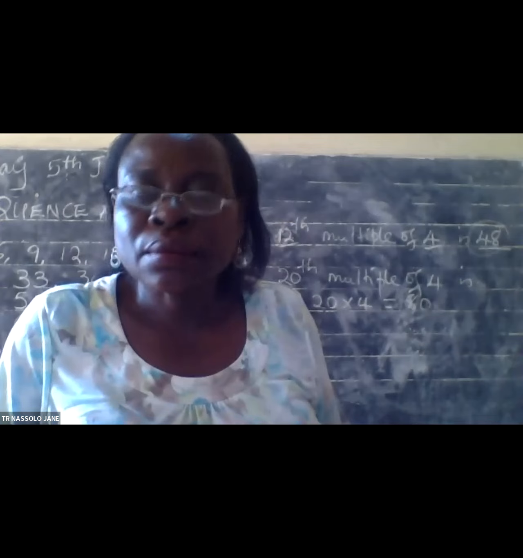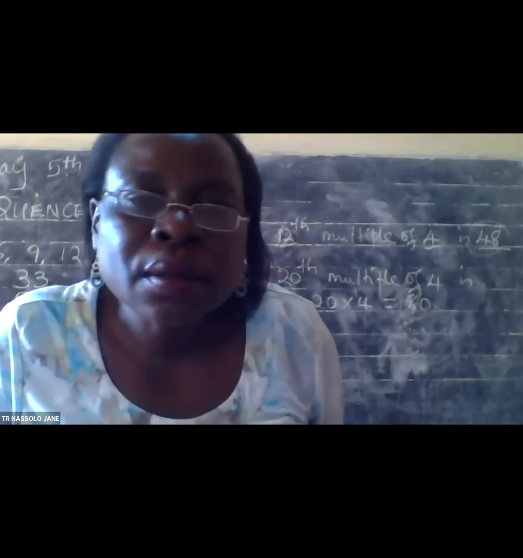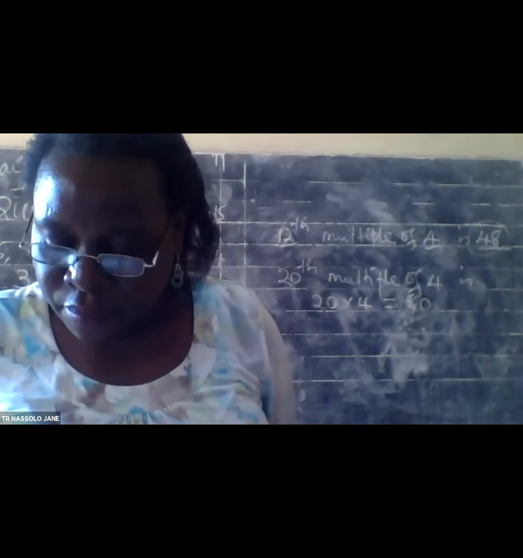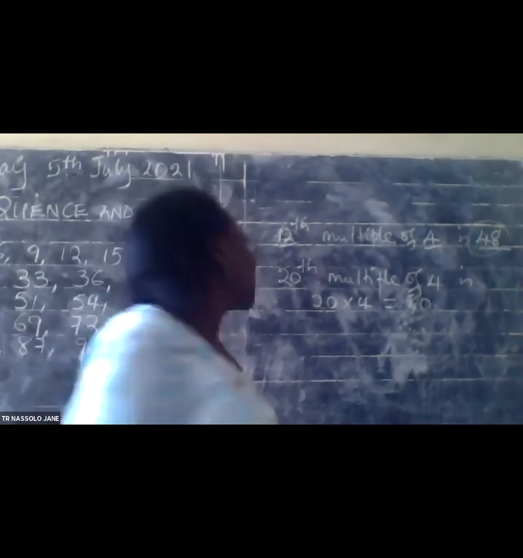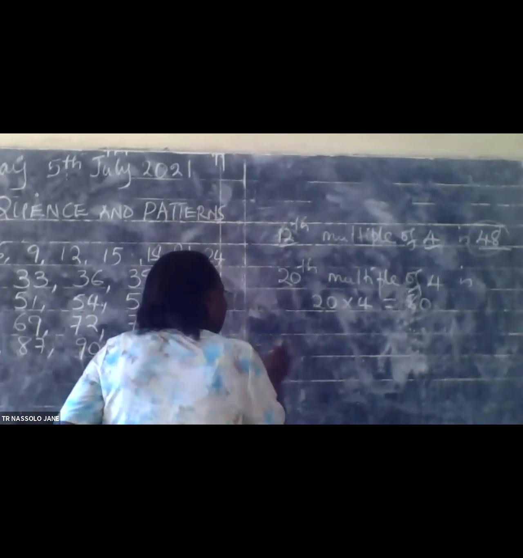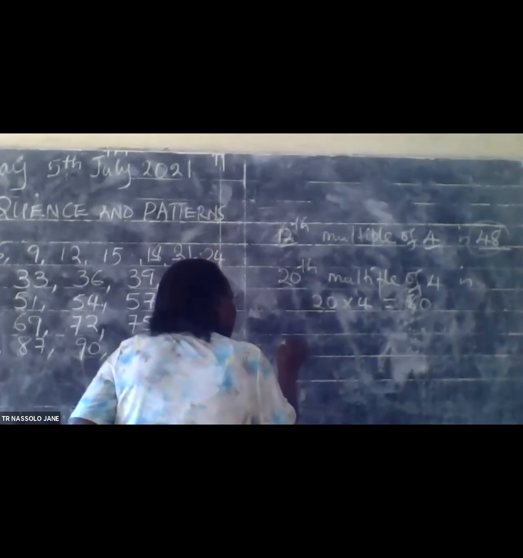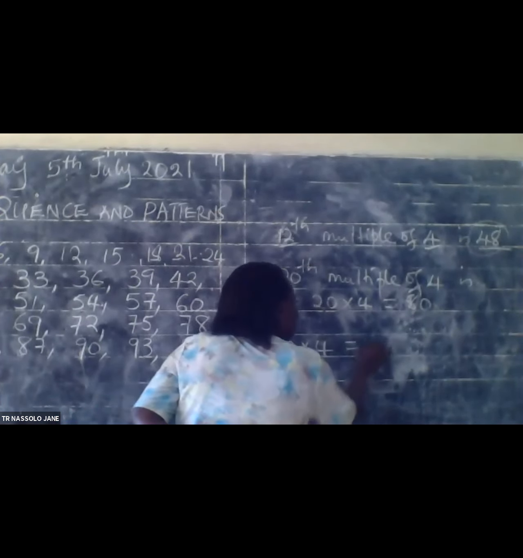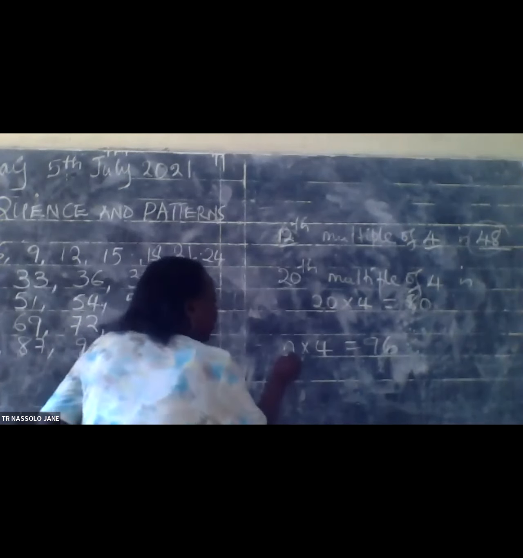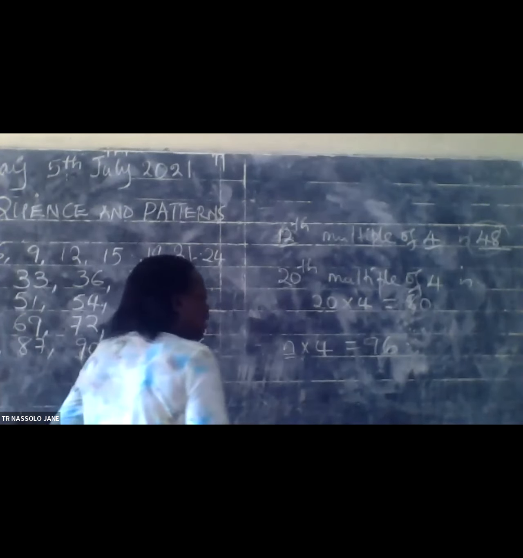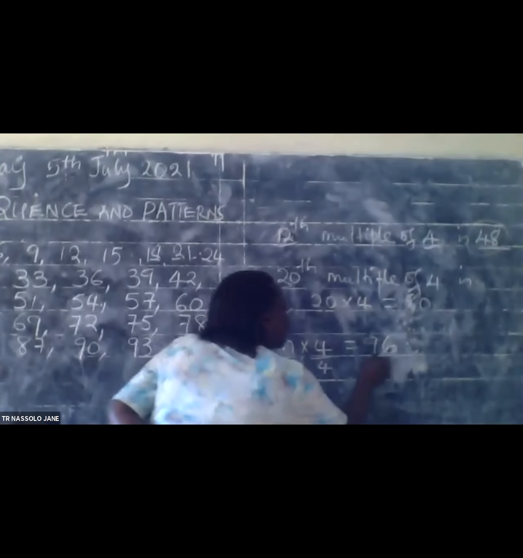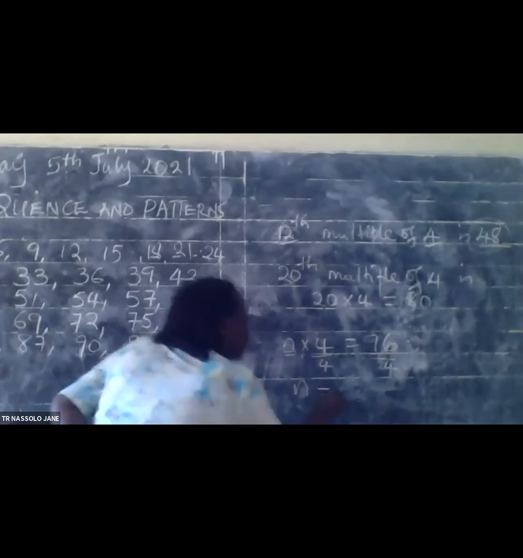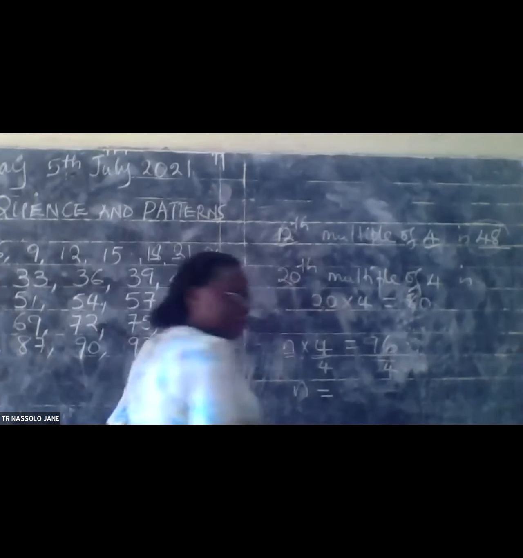Teacher, the number that you get is 96 divided by 4. We have the position, which we don't know. Let the position be n, n times 4 gives 96. Therefore, in order to get the position n, we shall divide by 4. And the position will be equivalent to 96 divided by 4.